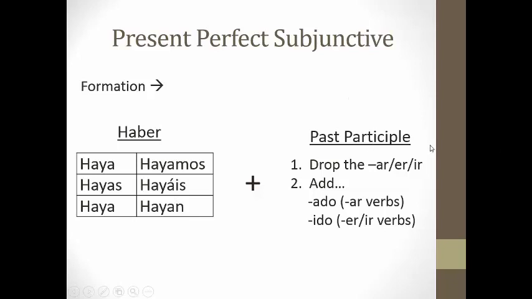And then, just like we did in chapter 4, to form a past participle, you've got 2 steps. You're going to want to drop the AR, ER, or IR. And then you want to add ado to an AR verb or ido to an ER, IR verb. Okay, so if you were trying to say, I may have eaten, you would say, haya comido.